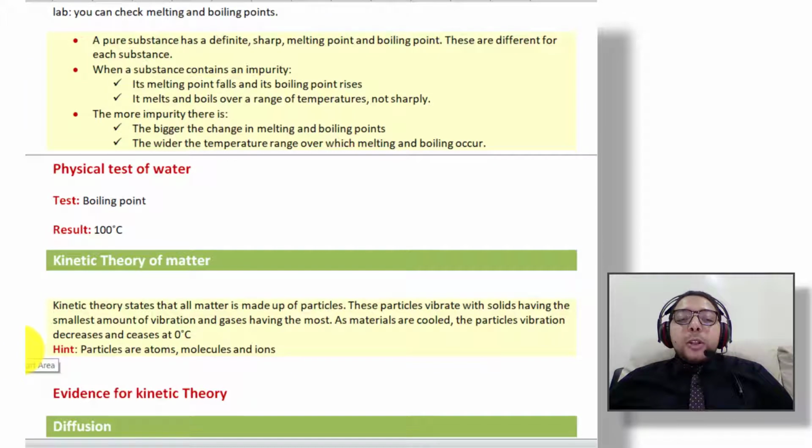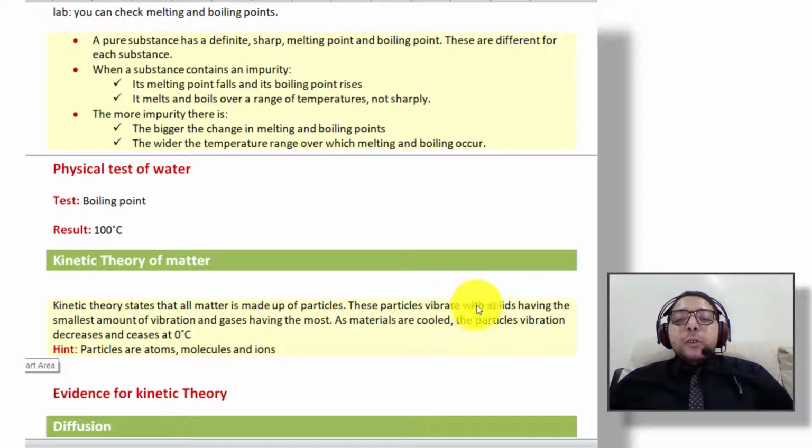Then we're going to talk about the kinetic theory of matter. Kinetic means movement, so we're going to look at the movement of matter. Kinetic theory states that all matter is made up of particles.